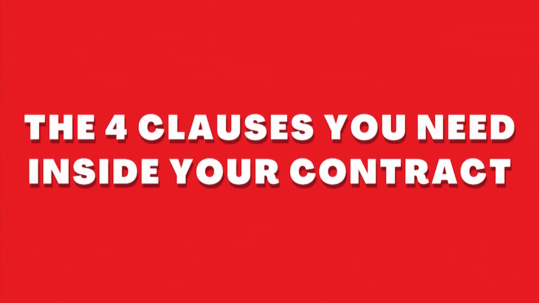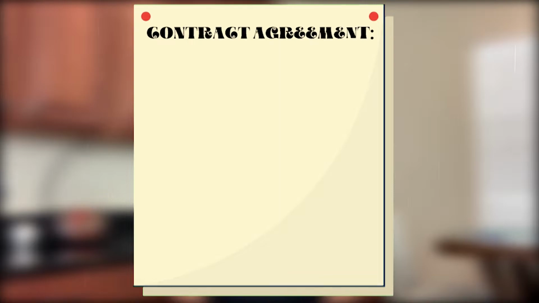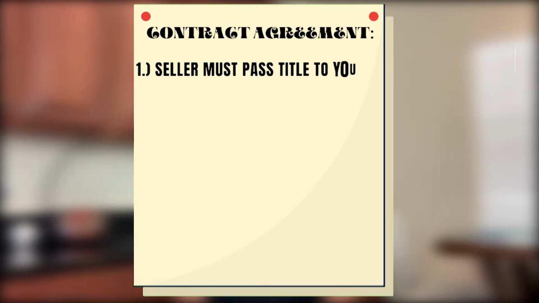So again, today's topic is, what are the 4 clauses you need inside of the contract with the seller to make sure that you have as little liability as possible? Number 1. You need to make sure that you put inside of the contract that the seller must pass free and clear title to you.